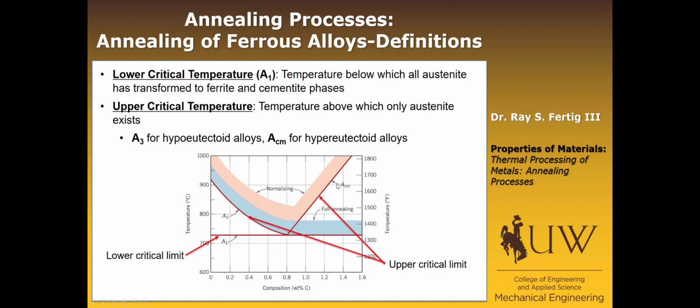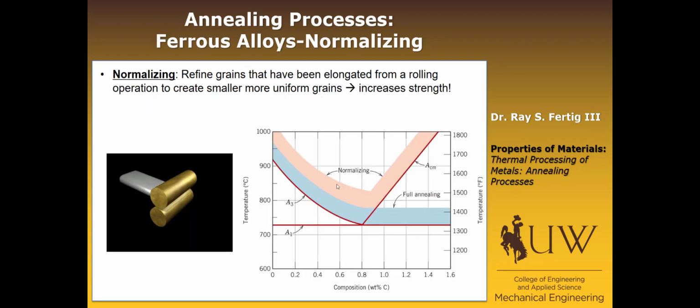So those would represent the upper critical limits. Okay, so those are our definitions. We now are going to go ahead and move to talk about the three types of annealing for ferrous alloys. The first one I want to talk about is what's called normalizing.